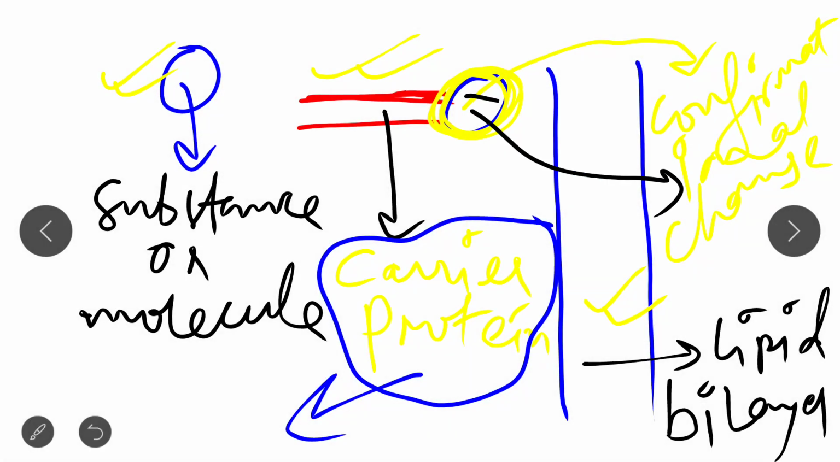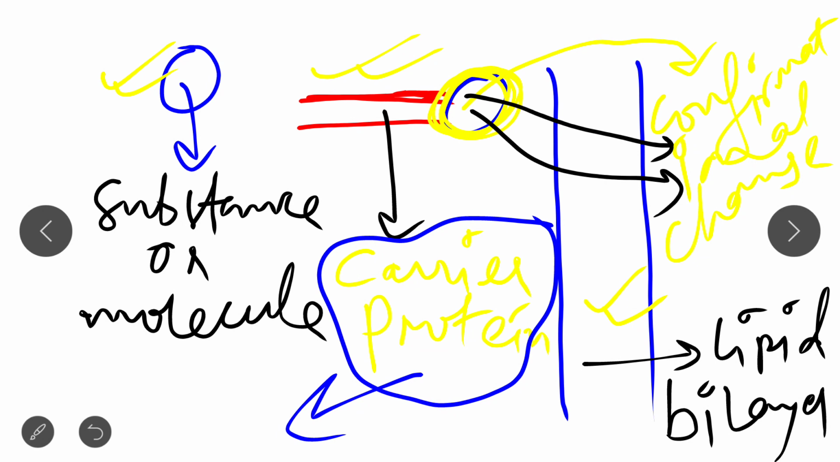Okay, cross this lipid bilayer. So what is the role of carrier mediated protein? This carrier mediated protein first binds to the substance molecule, then makes a conformational change to that molecule which needs to be transported across the lipid bilayer, and then transports this substance or molecule across the lipid bilayer.